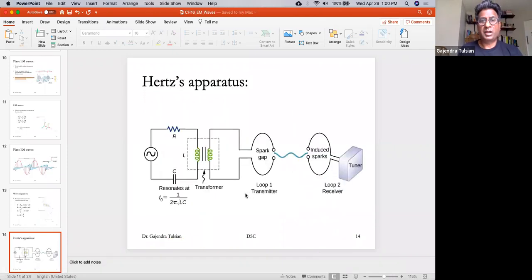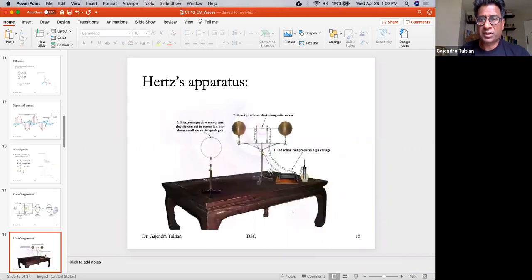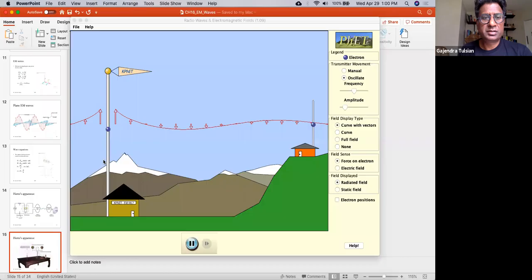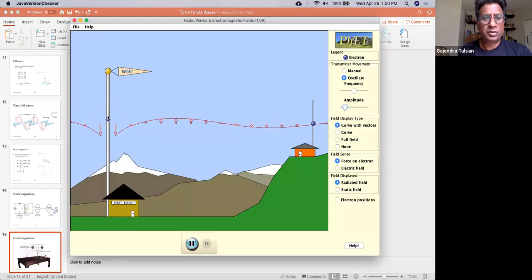All right, so here was Hertz's apparatus that demonstrated the existence of electromagnetic waves. This is how it looks. This was almost 125 years ago, in 1895 or so. This was the detector for electromagnetic waves. As you saw in the simulation, to produce an electromagnetic wave, all you had to do was grab hold of a charge and jiggle it.